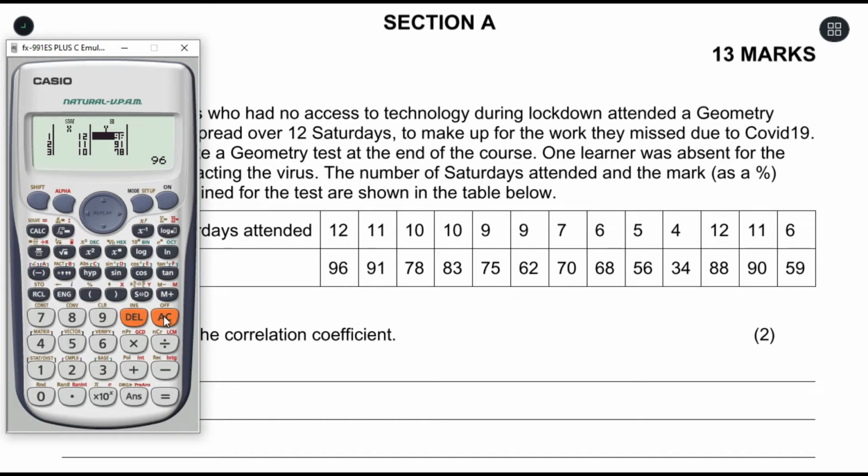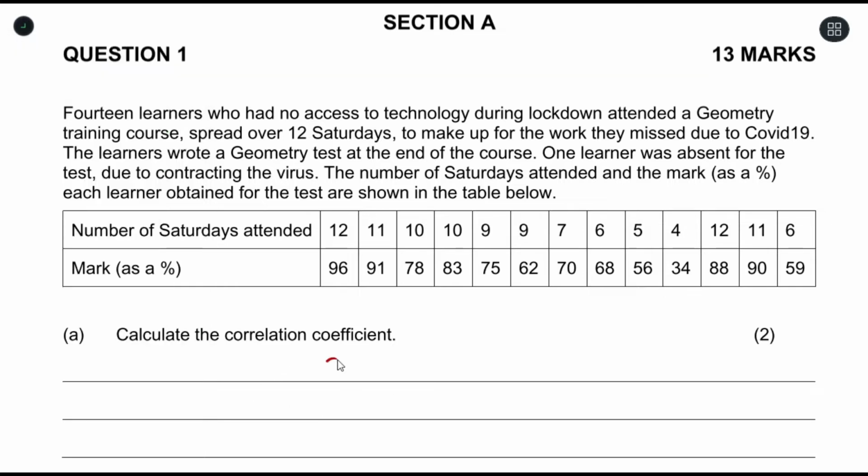After we do that, we press the AC button, we go to shift, we press stat, then regression. This is 5, okay? And we press 3. The correlation coefficient is represented as R, so I press R, which is 0.92. The correlation coefficient is 0.92. That would be your value for R.